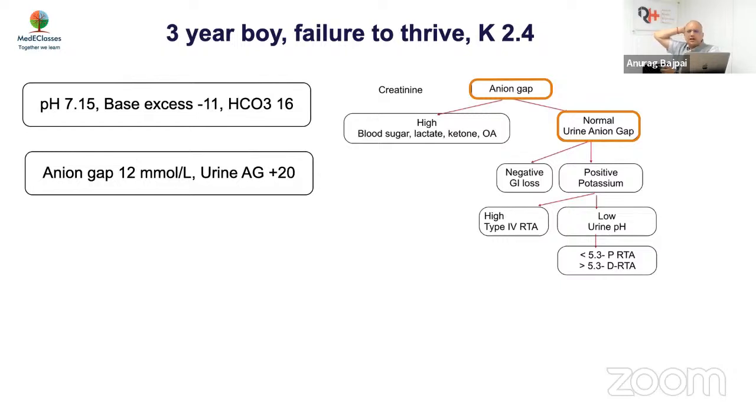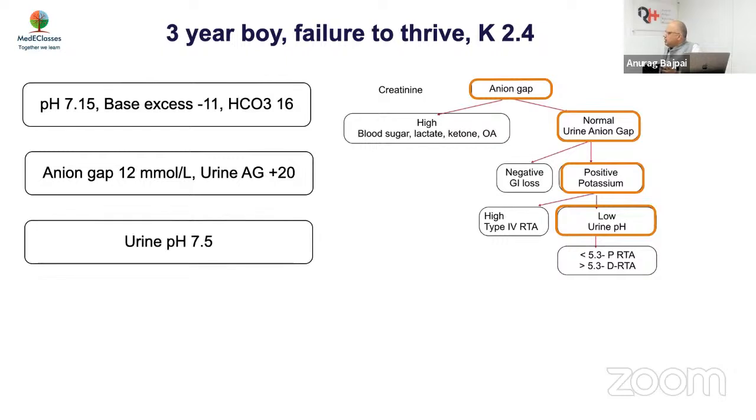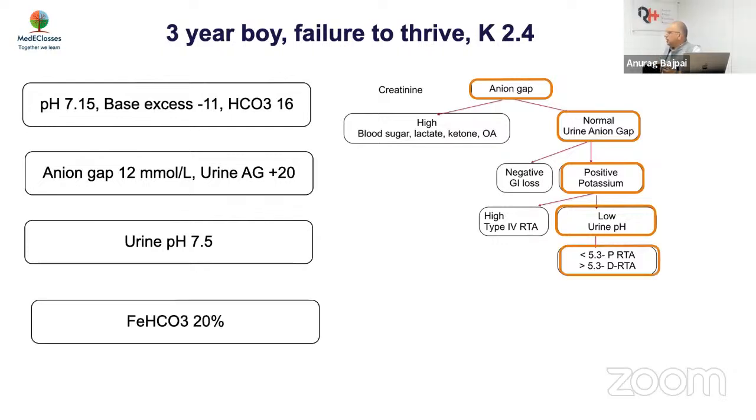So we have to do a creatinine. Also, although hypokalemia makes it very less likely to have a primary glomerular disorder. In that scenario, urinary pH was 7.5. So this goes more in favor of a distal RTA, and FE bicarbonate was high. So what do you think here?